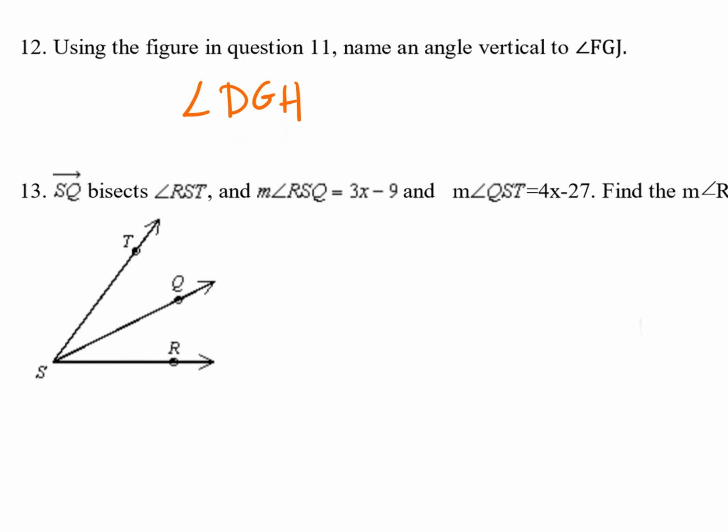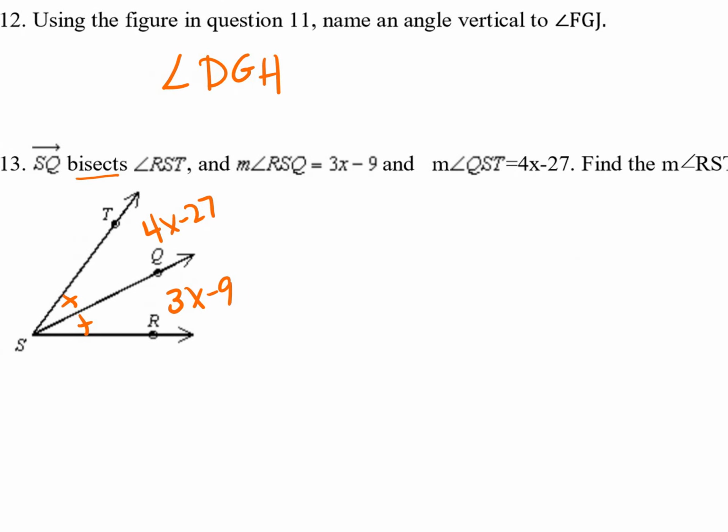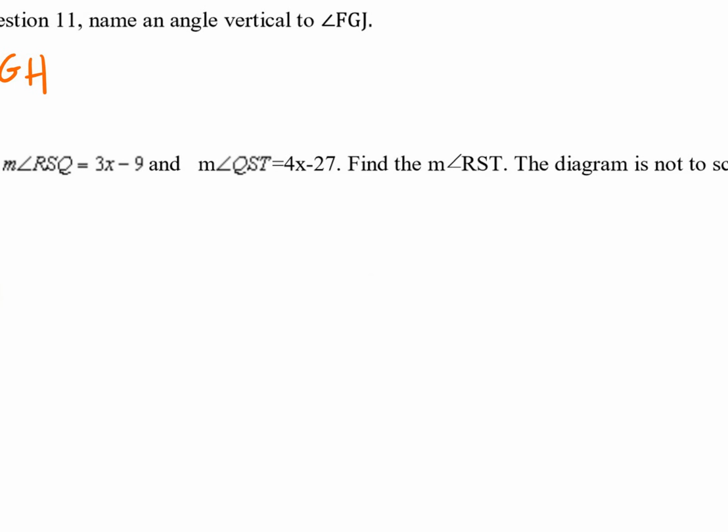SQ bisects RST. So what is that telling us? If it bisects, that means these are congruent. RSQ is 3x minus 9. QST is 4x minus 27. Find RST. Find the whole thing.